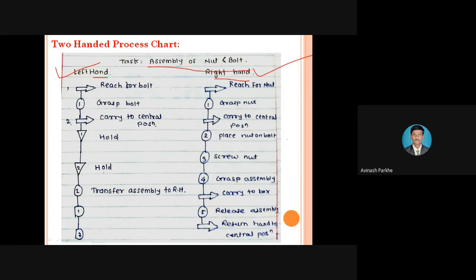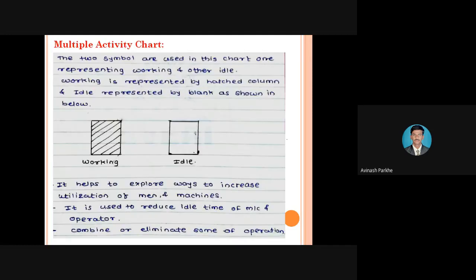This example we discussed in yesterday's lecture also: whatever activities are performed by the left hand and by the right hand. So this is one sample example, assembly of nut and bolt. In so many applications, we have to use the left hand and the right hand, and accordingly we have to track their movements. What will be the movements for the left hand and for the right hand, and both movements are correlated with each other. The movement of the left hand is correlated with the right hand and vice versa. Therefore, this two-handed process chart is also used for recording purposes. So that we discussed in the last lecture.